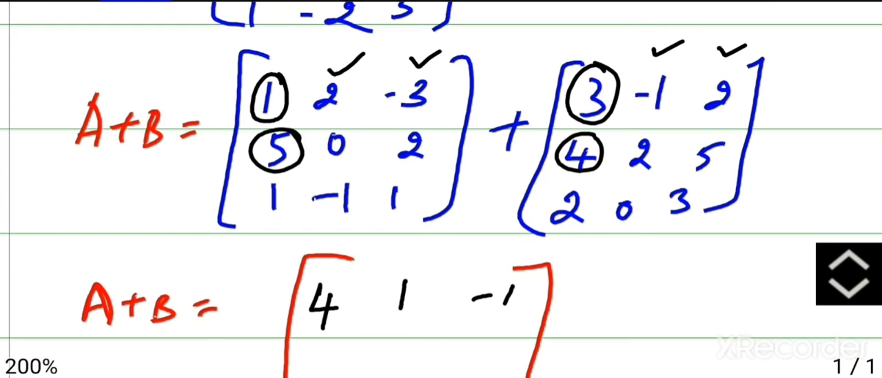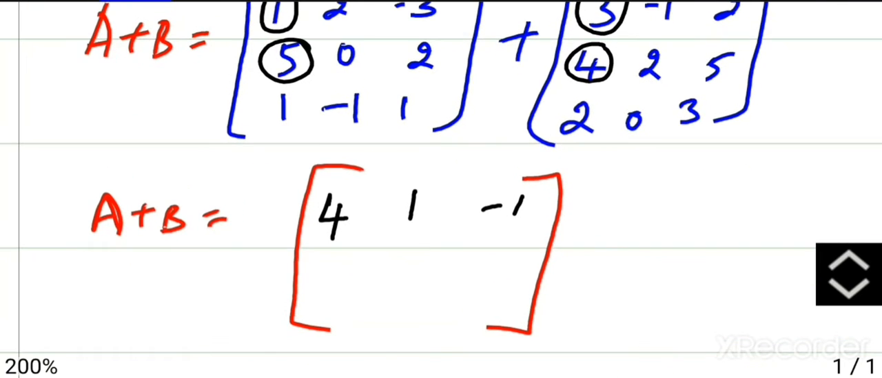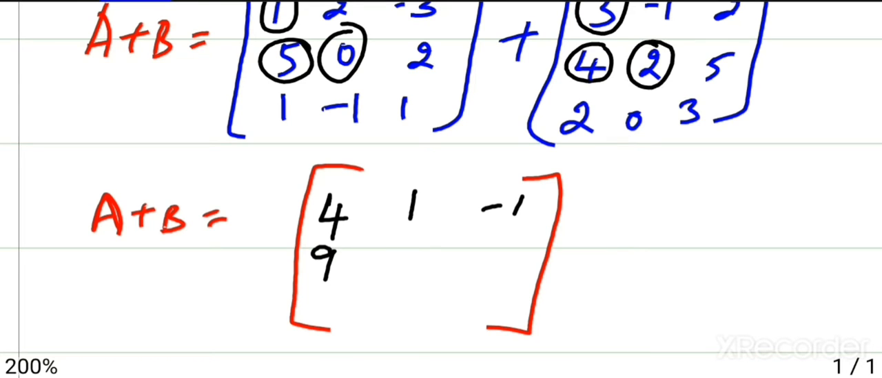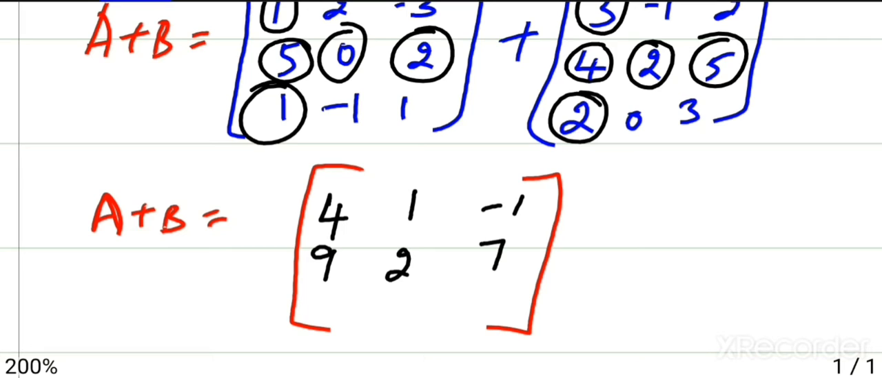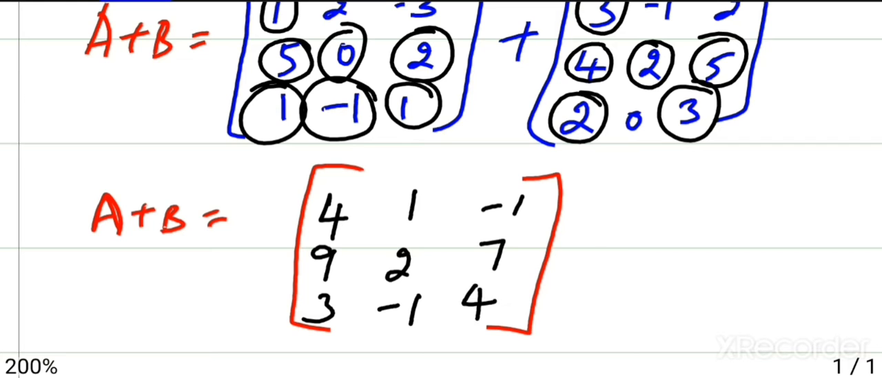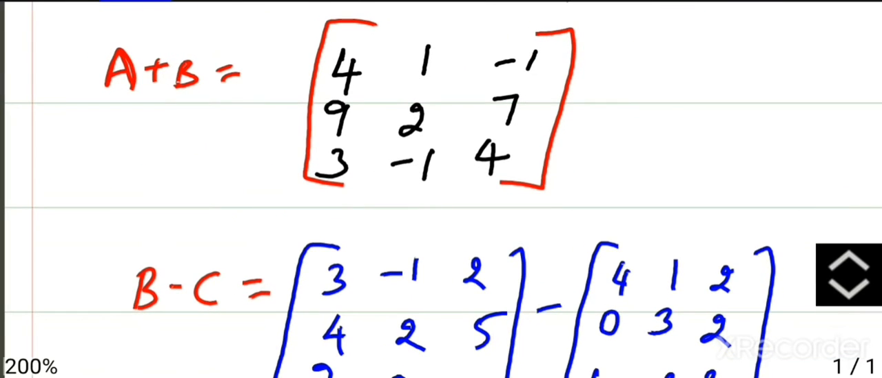Yes, it is 1 plus 3. 1 plus 3 is 4. 2 minus 1 is 1. Minus 3 plus 2 is minus 1. Then 4 plus 5 is 9. Then 0 plus 2 is 2. Then 2 plus 5 is 7. Then 1 plus 2 is 3. Minus 1 plus 0 is minus 1. 1 plus 3 is 4. So we got A plus B.